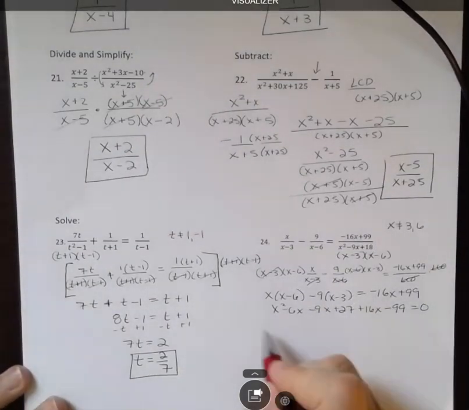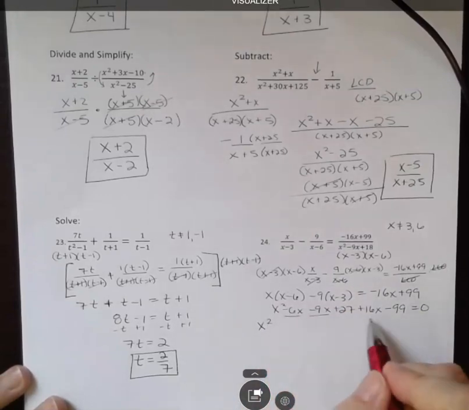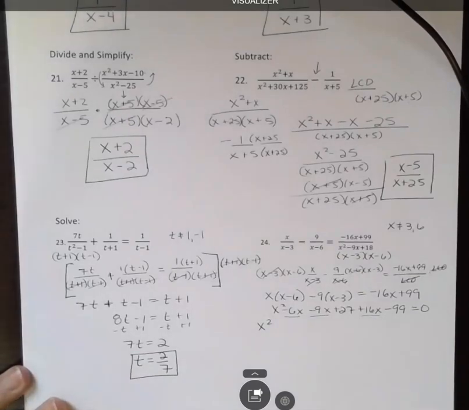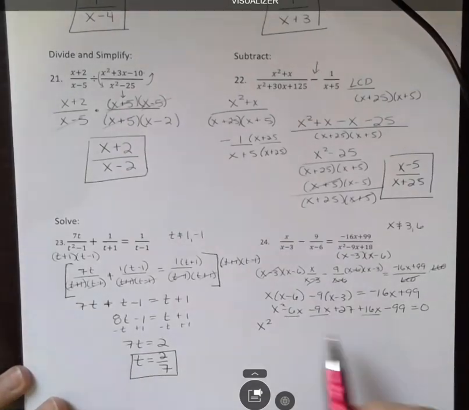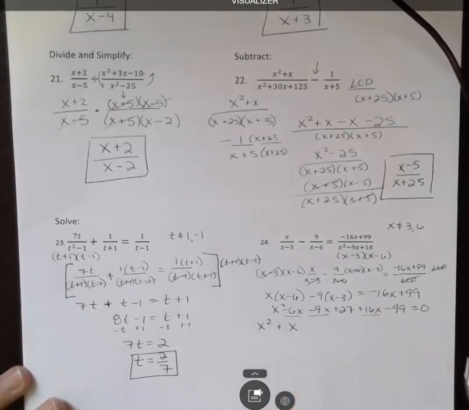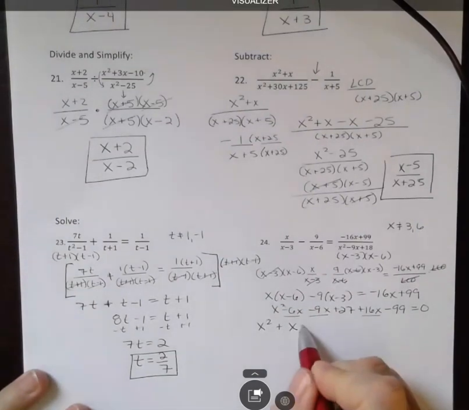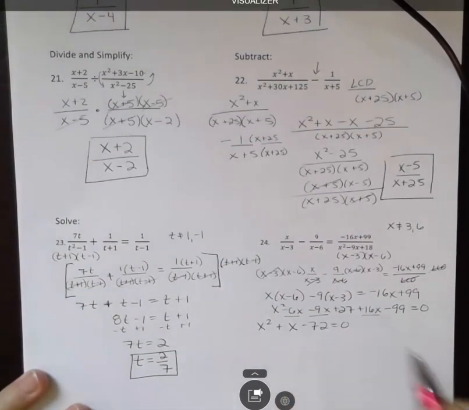Well, I have one term that's x squared, and I have negative 6x, negative 9x, and positive 16x. So I have negative 15 and positive 16, so I have 1x. And then I have negative 99 and a positive 27. So I have more negatives, and I have to just say, what is the difference between 99 and 27? And that's 72. So I have negative 72 equals 0.